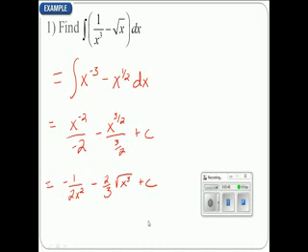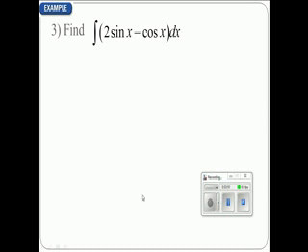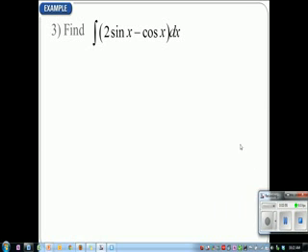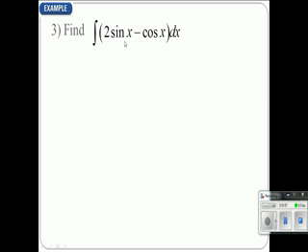And we're done with this problem. Okay, example 3. I know the numbers are off, and there's a reason for that, but I'm not going to tell you. We have the integral of 2 sine x minus cosine x with respect to x.